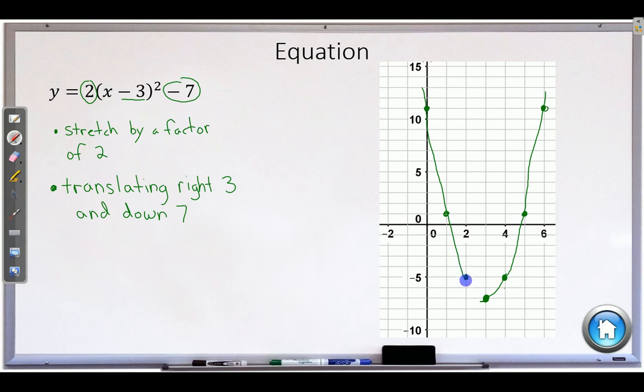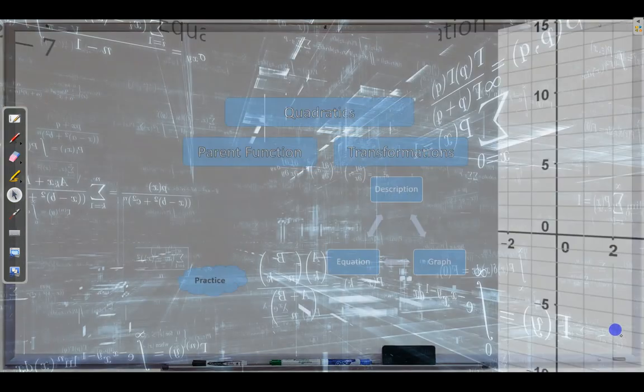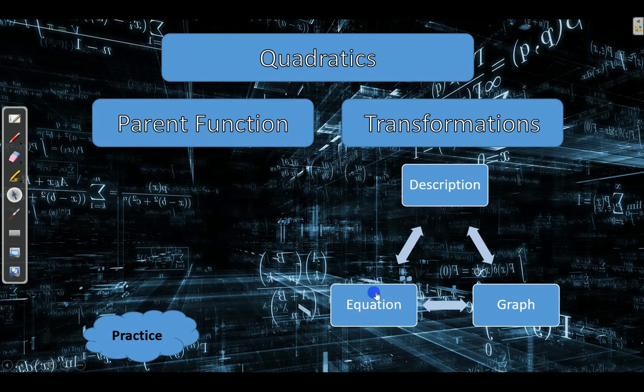You don't necessarily need to know that shortcut for getting all the points, but this parabola is just slightly skinnier and taller, you could say, than usual. All right, so we took our equation, and we made a description, and we made a graph. Time to go the other directions. So we took the equation and made the other two.